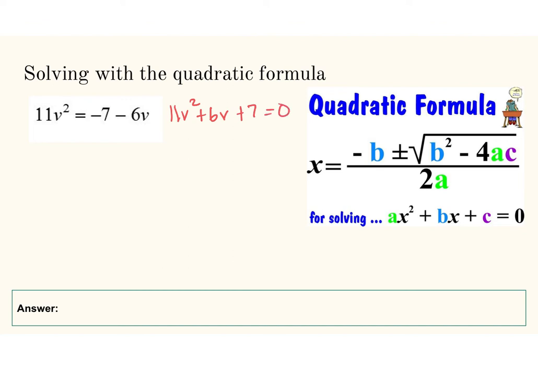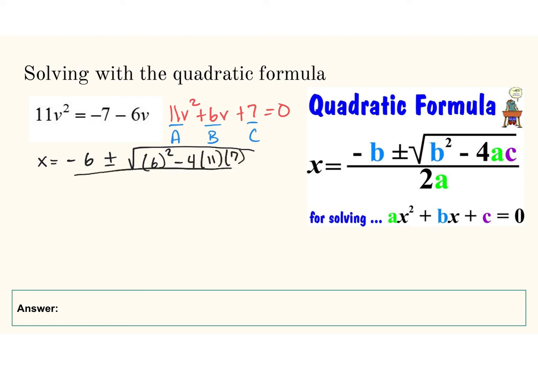I will identify my a, b, and c. And then I'm going to fill in everything into my quadratic formula. So x is equal to negative 6 plus or minus square root of 6 squared minus 4ac over 2a. And now I'm just going to simplify this giant fraction a little. Next, I want to simplify what's inside my radical, which I notice is going to give me a negative number, so I will have an imaginary number in here.